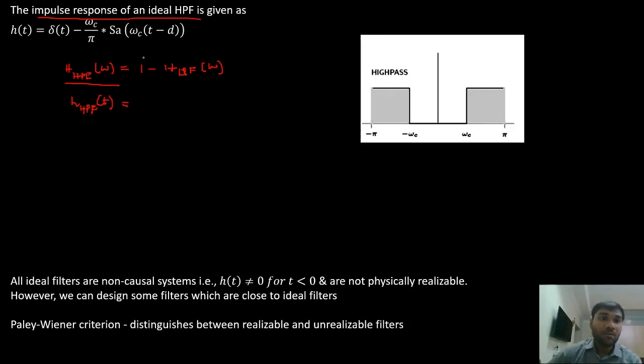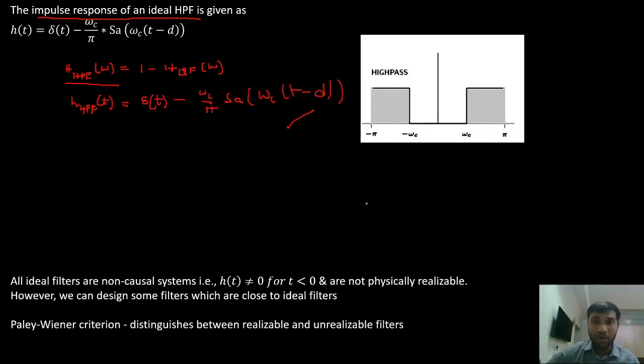the inverse Fourier transform of 1, which is delta of t, minus the inverse Fourier transform for the low pass filter, that is my impulse response that I have calculated just now, that is omega c by pi into sampling of omega c into t minus d. So this is my impulse response of the high pass filter.